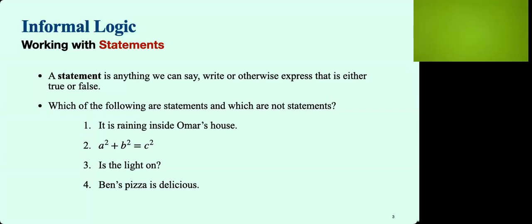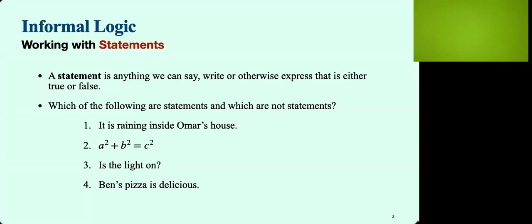Item 3, is the light on? That is a question, so it's not necessarily a statement. Commands are also not statements. If I were to say, please turn the light on, that would not be a statement. That would be a request. So 2 and 3 of these 4 examples so far have issues. Number 4, Ben's pizza is delicious. Yep, that's a statement because his pizza is either delicious or it's not delicious. And so number 4 and number 1 are the 2 statements. All right.